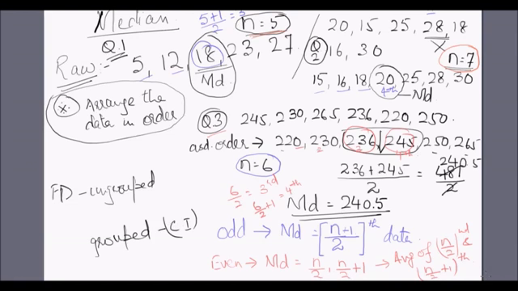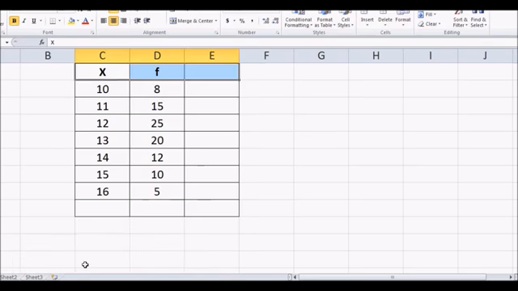Alright, so that's the treatment of raw data. Now let's move on to the other types, that is the grouped and ungrouped frequency distribution. So let's start with ungrouped frequency distribution, and gradually we will move to the grouped frequency table. Alright, so let's take a question.